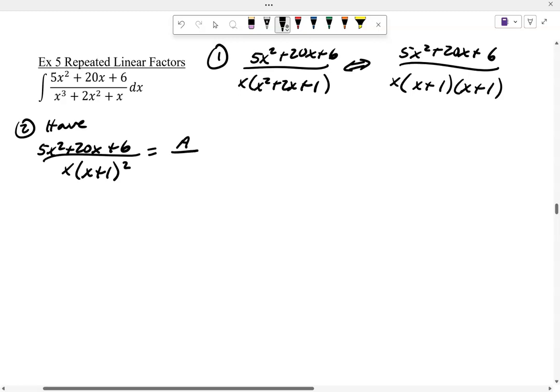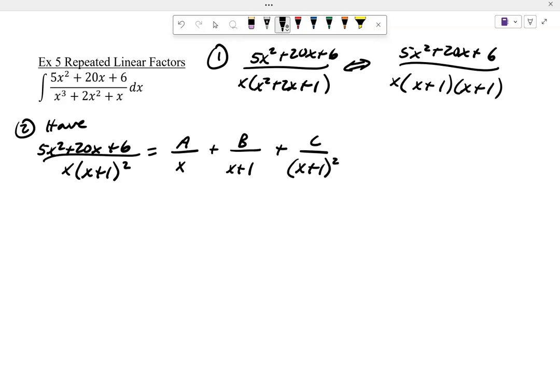So A over x, right? There's the one unique. And then I'm going to do B over x plus 1, and then C over x plus 1 squared. This is how it'll work for you, right? And then we're going to multiply everybody by x plus 1 quantity squared. So I have 5x squared plus 20x plus 6 equals A times, again, remember, I'm multiplying everybody by x plus 1 squared. Everybody's being multiplied by that.